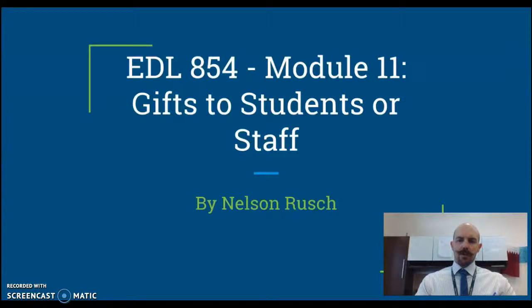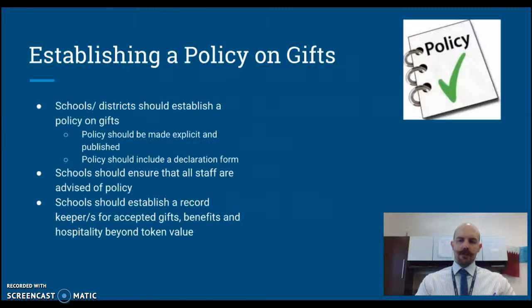This is Nelson Rush with Module 11, Gifts to Students and Staff. It's important to establish a policy within a school and within the district regarding gifts and benefits. The policy should be made explicit and should be published so that everybody is aware of how to conduct themselves. And this should also probably include something like a declaration form in case somebody does receive some kind of gift or some kind of benefit. They're able to go ahead and complete that form and report in the quickest and most streamlined manner.